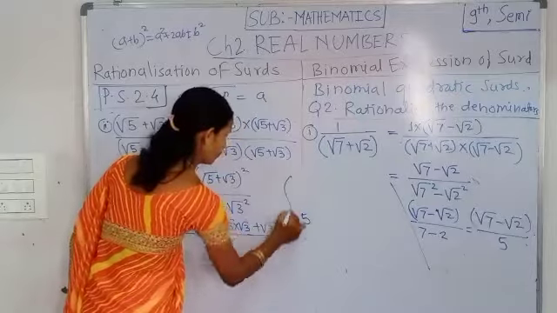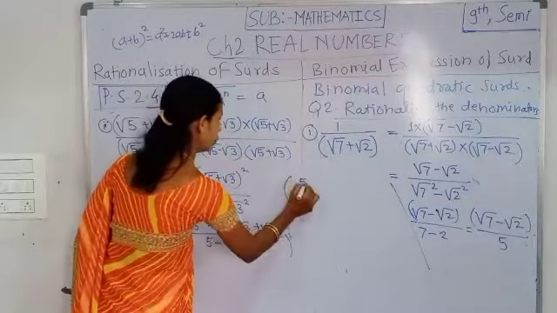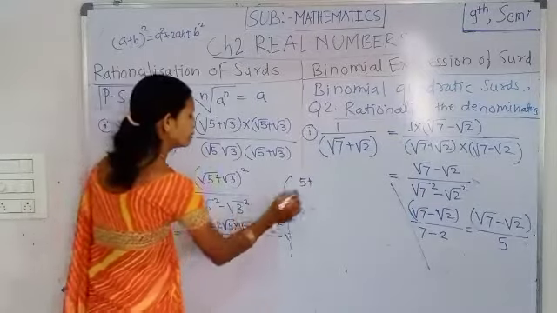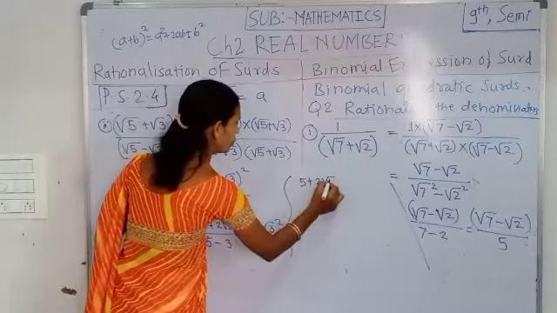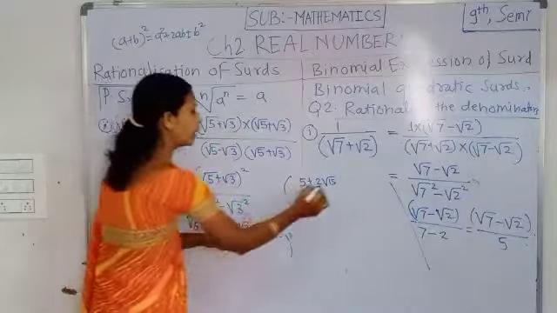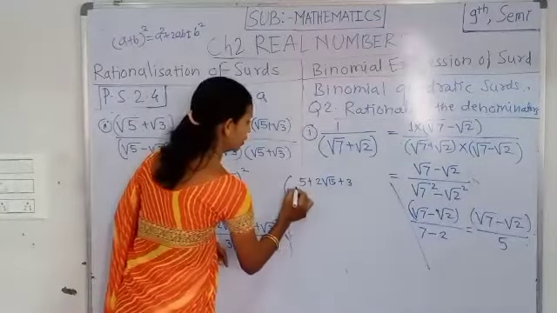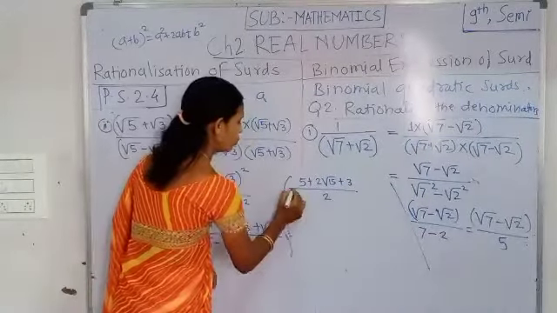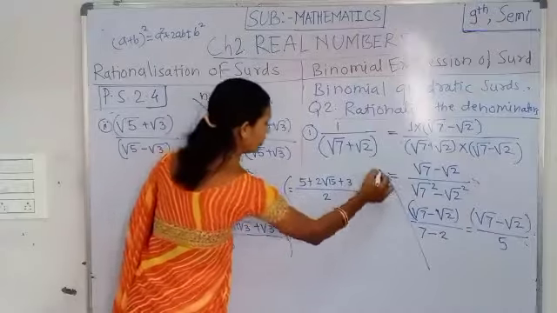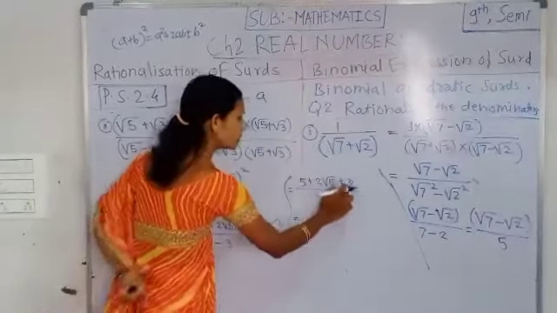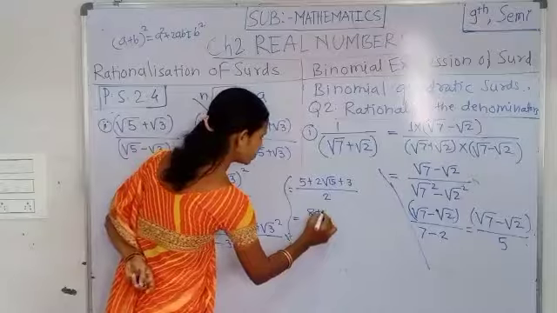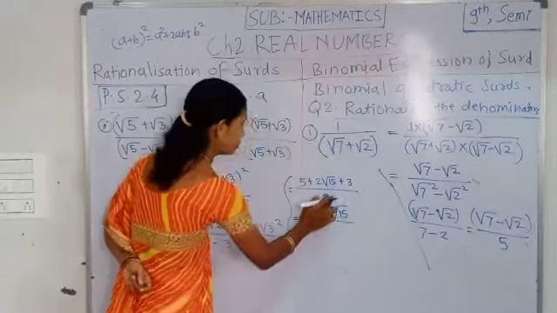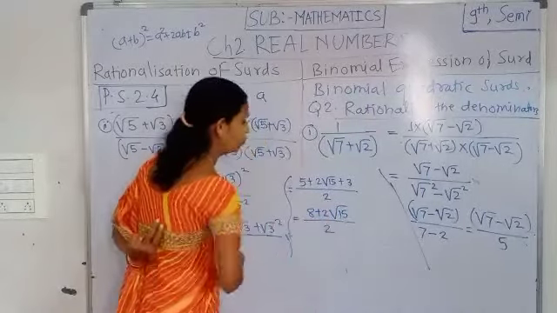Therefore, solving this example, root 5 square is 5, plus 2 into root 5 into root 3, that is 2 root 15, plus root 3 square, 3, upon 5 minus 3, that is 2. Therefore, by simplifying, 5 plus 3 is 8, plus 2 root 15, upon 2.